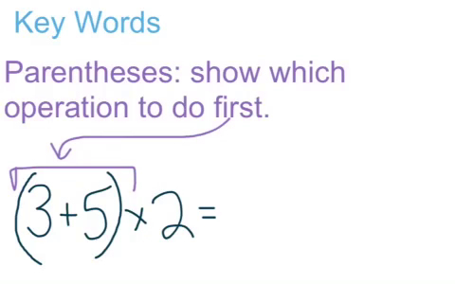So, some key words, make sure you're writing this in your thinking notebook. The keyword for this lesson is parentheses, which is to show which operation goes first. So these marks right here, those are the parentheses around the equation, which means you would add 3 plus 5 first, and then do the rest of the equation.